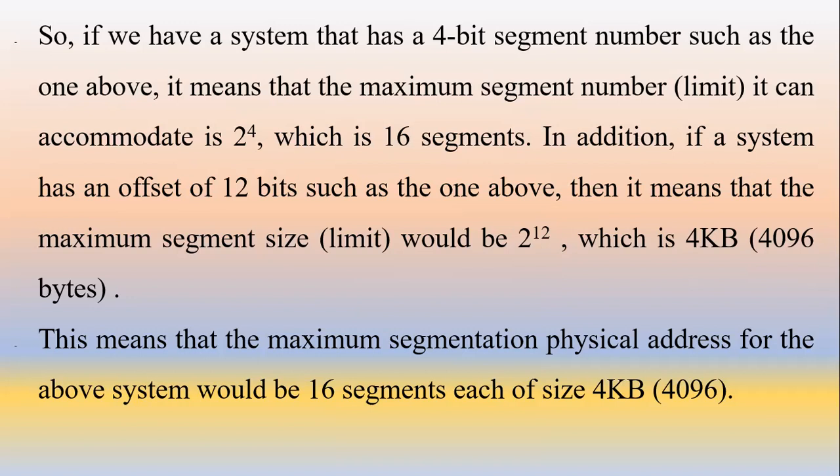My dear students and the rest of the learners, it's important to note that 1 kilobyte is equivalent to 1024 bytes. And therefore, when we talk about 4 kilobytes, we are simply saying it is 1024 times 4, which gives 4096 bytes. This means that the maximum segmentation physical address for the above system would be 16 segments, each being of size 4 kilobytes.